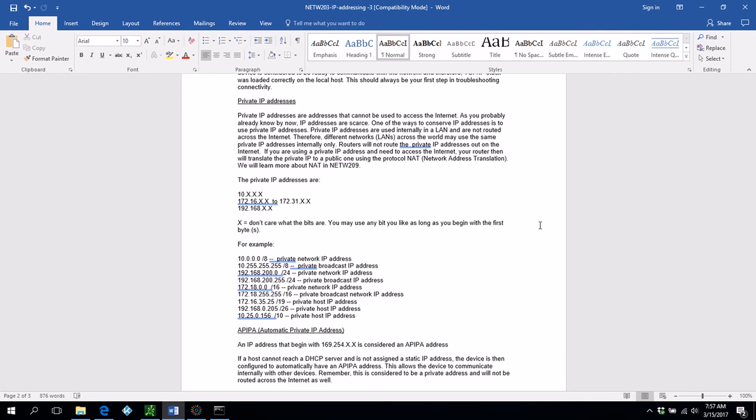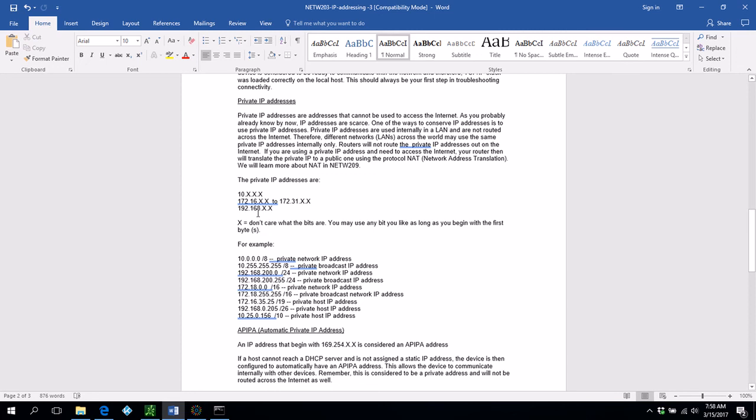And what enables you to do that is the Network Address Translation protocol. So NAT is usually running on your router. And so you can use your private IP addresses, any IP addresses that start with 10, 172.16 to 172.31, or 192.168.x, where x means that it doesn't matter what that number is. As long as your number, for example, starts with 192.168, then it's a private IP address.